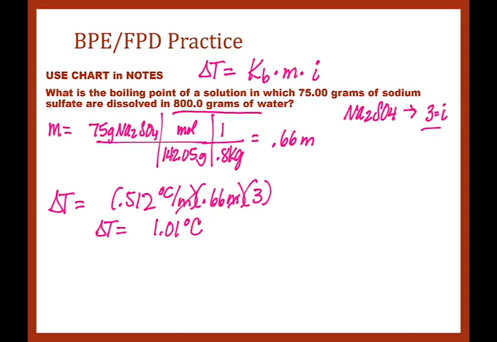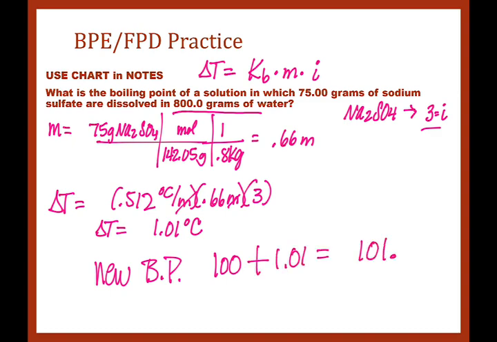Now here's where the most common mistake is. They box the answer and say, I'm done. Does 1.01 make sense for a boiling point of water? No, it does not. And so we would say our new boiling point would be 100 plus 1.01. So the new boiling point would be 101.01 degrees Celsius. That would be my new boiling point, okay?